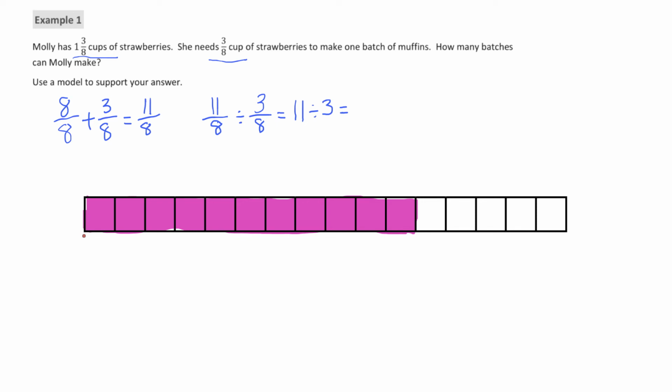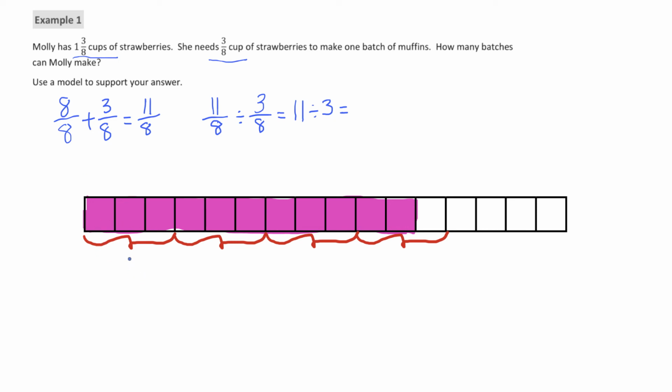Let me draw a bracket on my first group of 3. There we go. There's 1 3. Here's a second 3. Let's make a third 3, and the last 3. Okay, so we've got our brackets here now that represent groups of 3, and of course the pink is representing the total number of eighths of cups of strawberries that we have. So let's count them up.